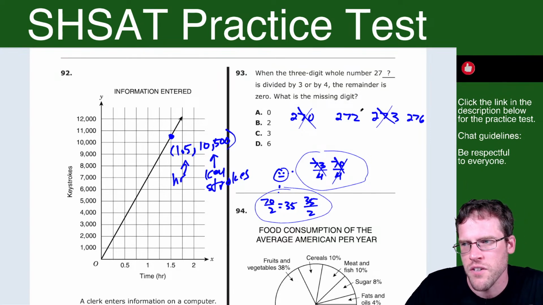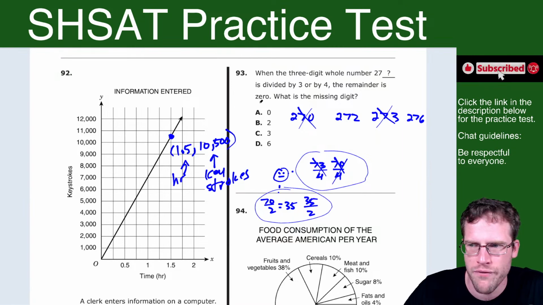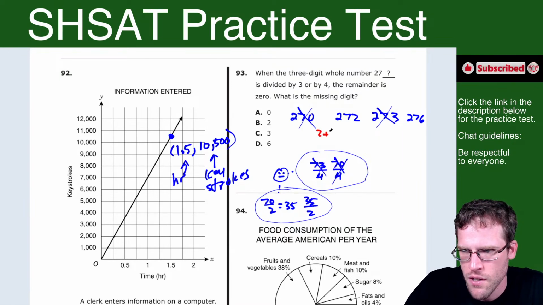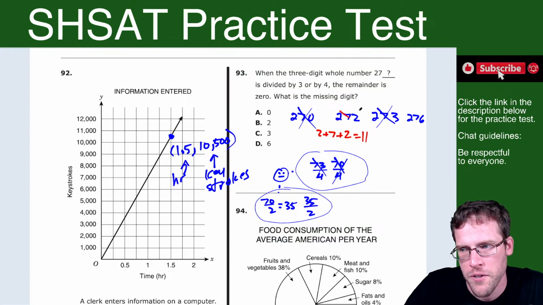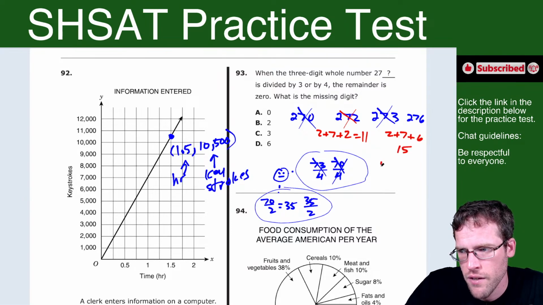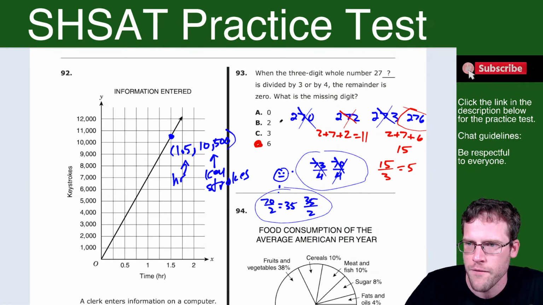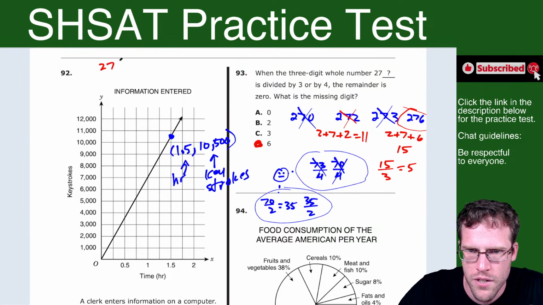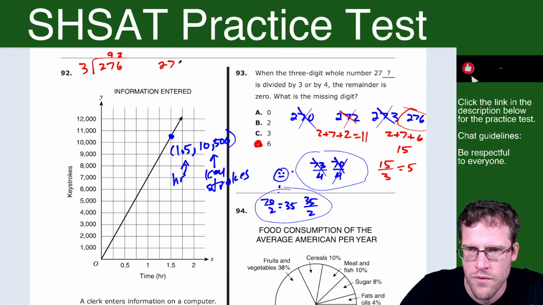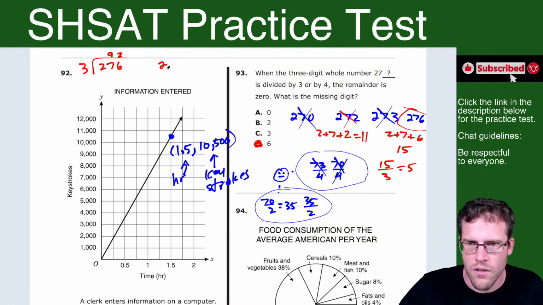So then I have to check to see if these are divisible by 3. And the way to check if something's divisible by 3 is doing the sum of the digits. So 2 plus 7 plus 2 is 11. That is not divisible by 3. But this one, 2 plus 7 plus 6, is 15, and 15 is divisible by 3. So 276 would be the number, so it would have to end in 6. So divisibility stuff. If you wanted to verify, you could actually do 276 divided by 3 is 92, and 276 divided by 4, make that neater, and I'll write it lower.